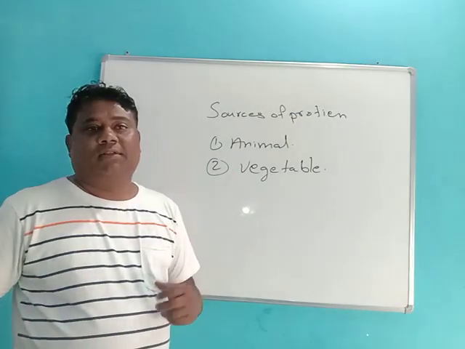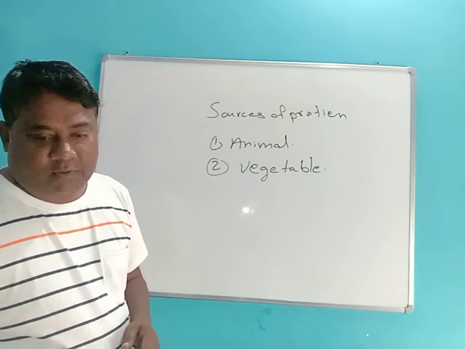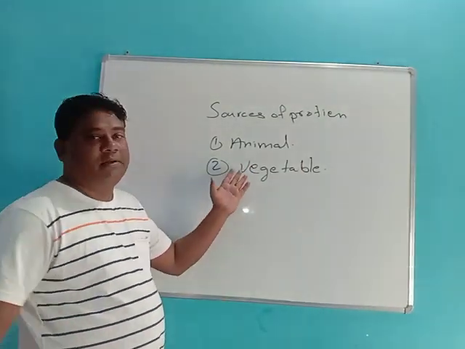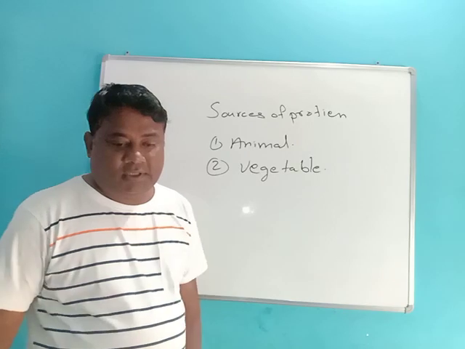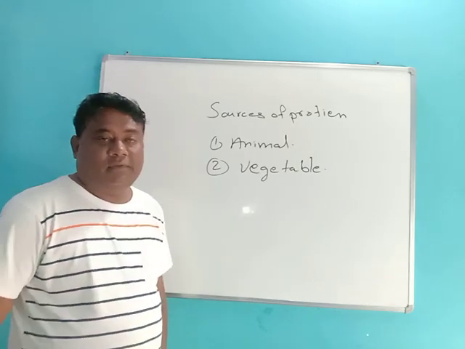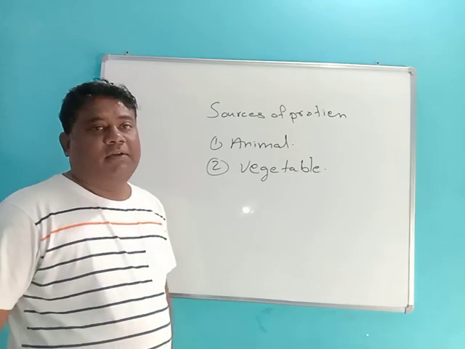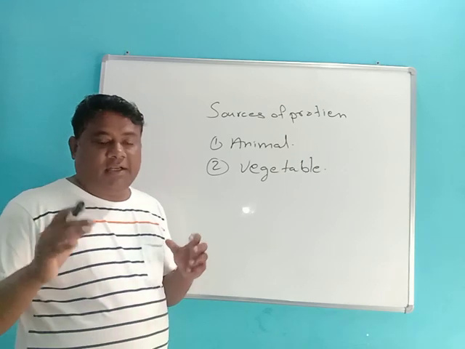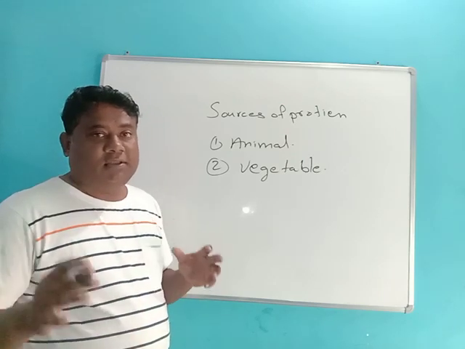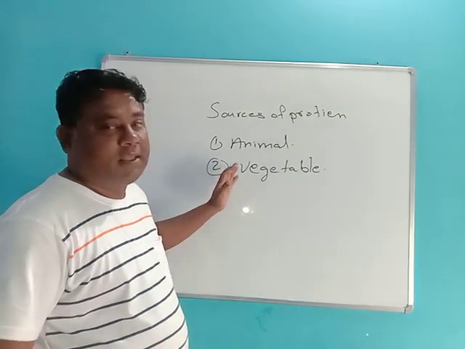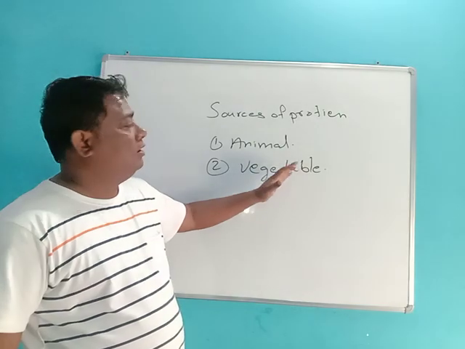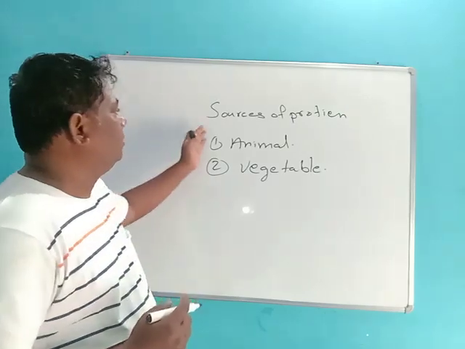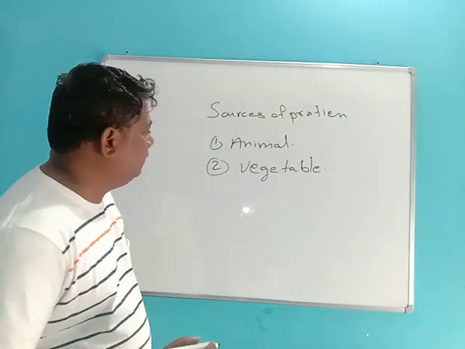Animal protein, which we get from animal products, is called animal protein, found in eggs. An important source is eggs. Vegetable proteins are found in various types of vegetables and pulses, such as green peas and groundnuts. We find much protein in vegetables. These are the sources of protein.